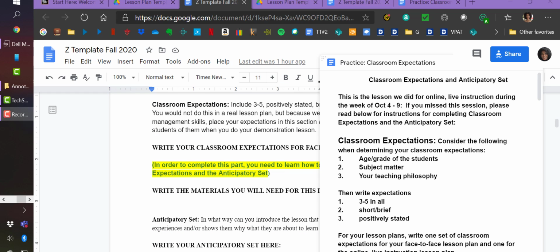We're back at the template now, and you can see that my pop-up instructions are still visible over here on the left. When you're ready, if you would like to erase my expectations there or my directions, you can, but your expectations are going to go here. 3 to 5 expectations are going to go right there.